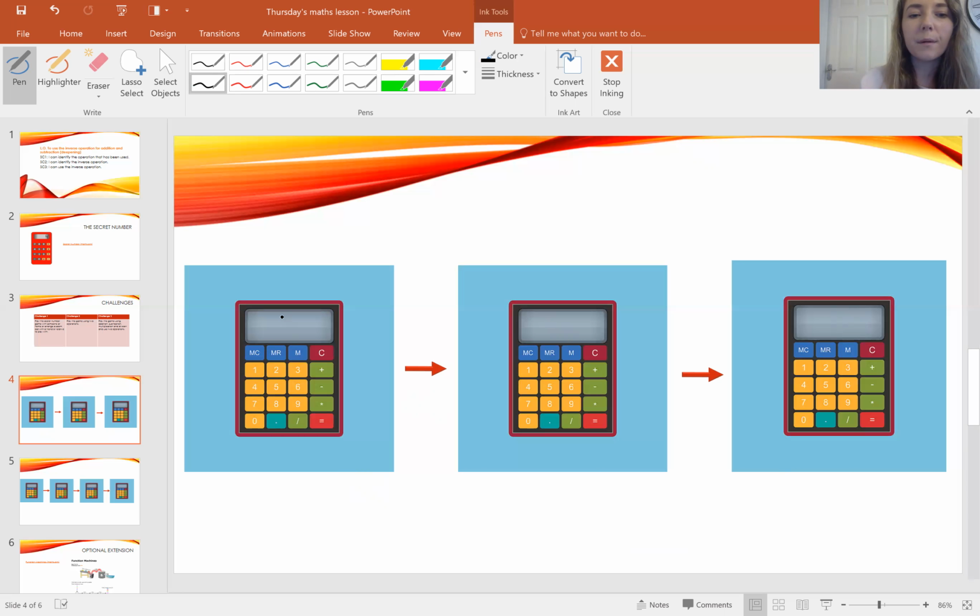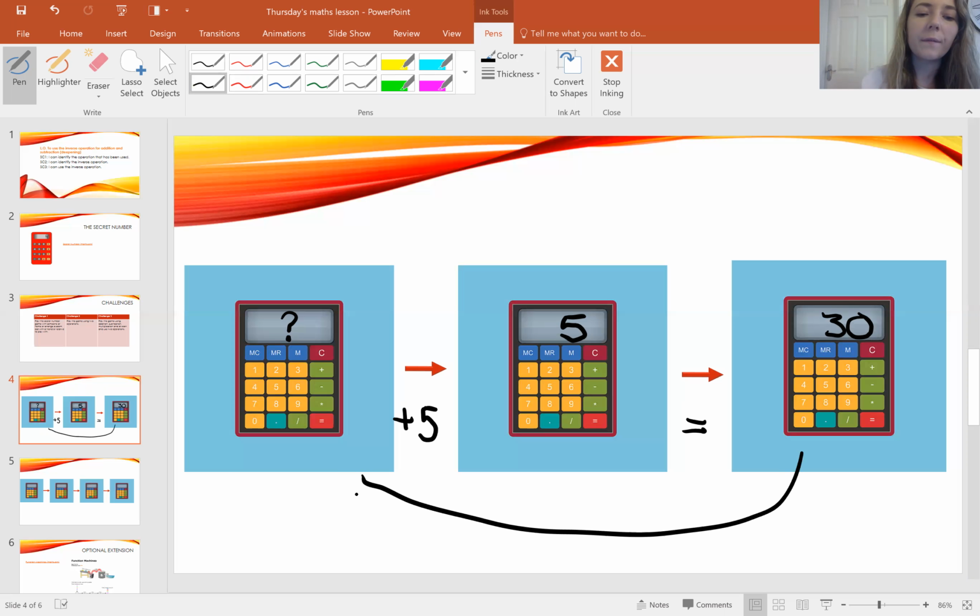I put in a number. I've added 5. So I put the number 5 into the calculator. I added 5. And I got the number 30 when I pressed equals. What was my number at the beginning? Pause the video now and work it out. Have you done that?